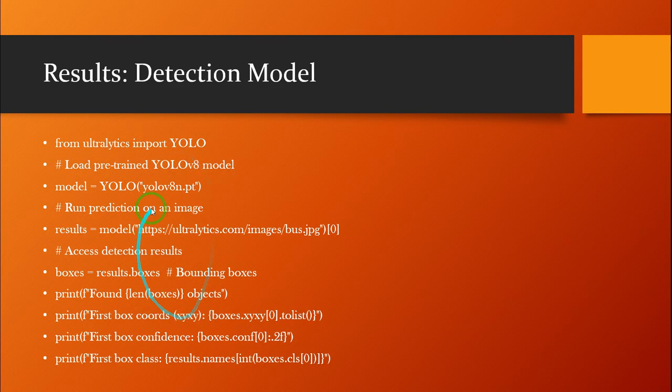This is for object detection. When you run a detection model on an image, the results object you get back will contain boxes. For example, you get this box, and from results.boxes you will get the bounding box. You can also print this boxes object to see certain values. You can find the coordinates, you can find the confidence levels, and you can also find the class.